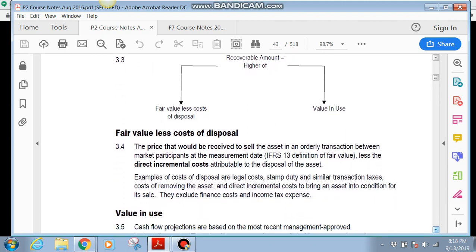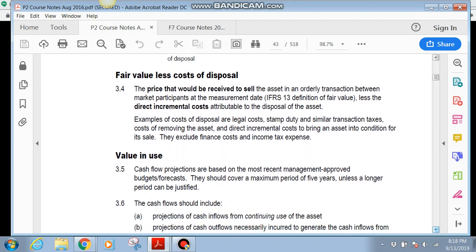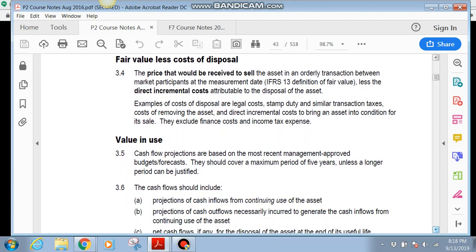What is fair value less cost of disposal? Fair value less cost of disposal is the price that will be received to sell the asset in an ordinary transaction between market participants at the measurement date, less the direct incremental costs attributable to the disposal of the asset. Again, you should be able to recite what is fair value, or write something close in meaning.